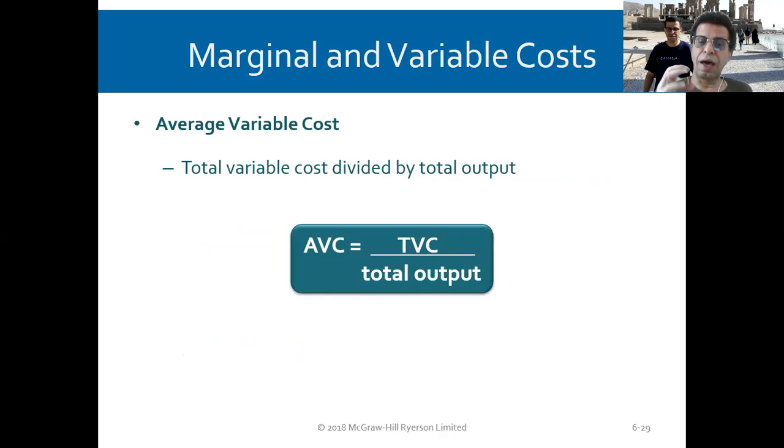How you do the average variable cost is basically total variable cost divided by total output. It's just how you do it. The average fixed cost is the total fixed cost divided by total output. And how you do the average total cost is you take the total cost divided by the total output.